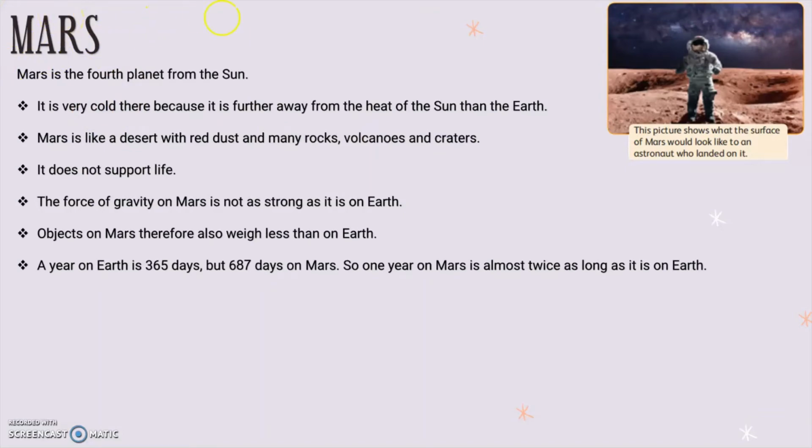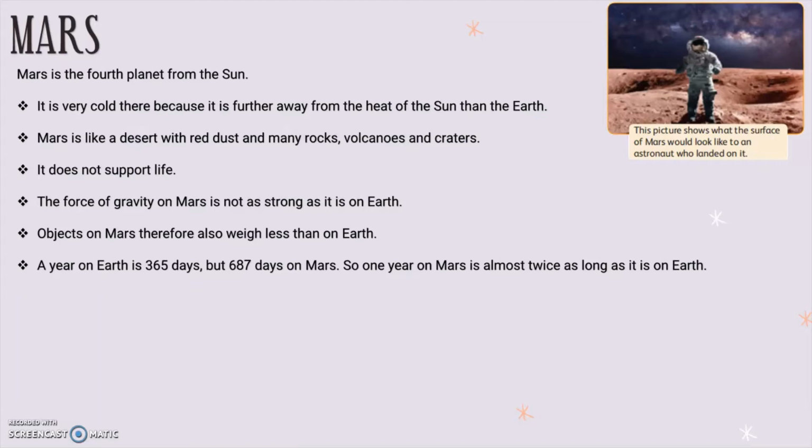It is very cold there because it is further away from the heat of the Sun than the Earth. Mars is like a desert with red dust and many rocks, volcanoes, and craters. It does not support life. The force of gravity on Mars is not as strong as it is on Earth. Objects on Mars therefore always weigh less than on Earth.